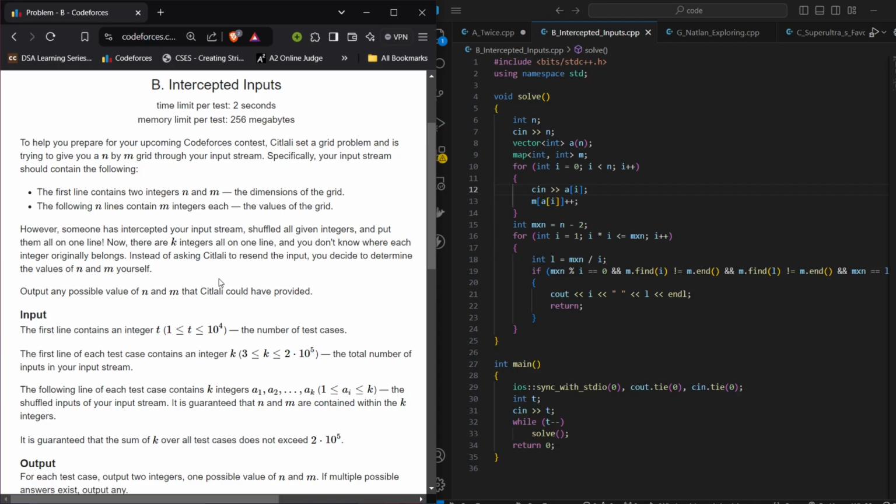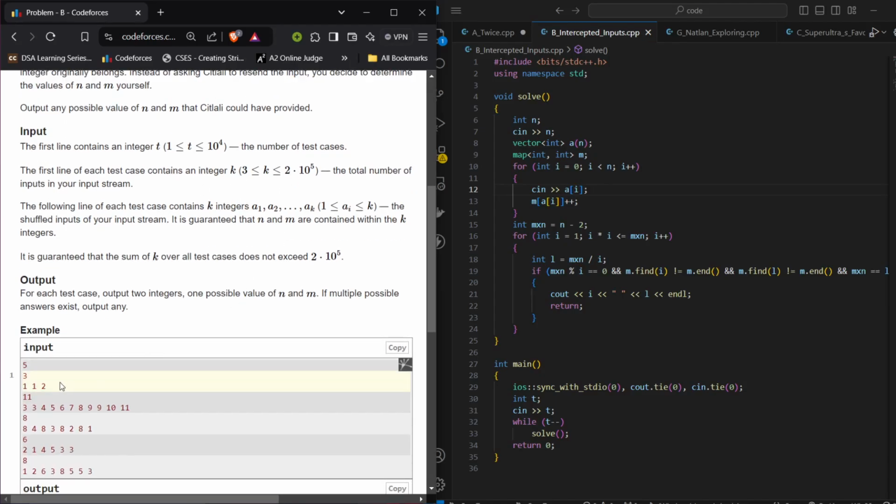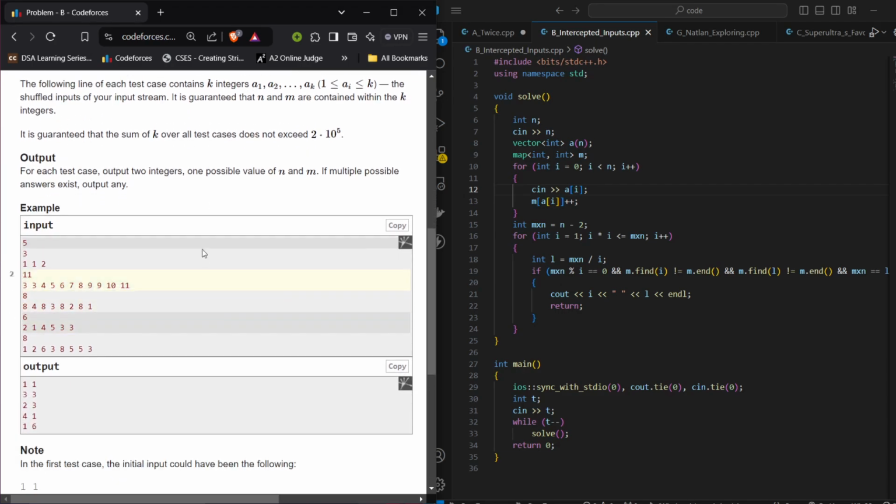Determine the values n and m by yourself. So we have to decide from the input that we have been given what the possible values of n and m could be. The input is pretty straightforward. Among the given values, two of them will be n and m, and also n cross m total values will be there. So what can be done in this problem?